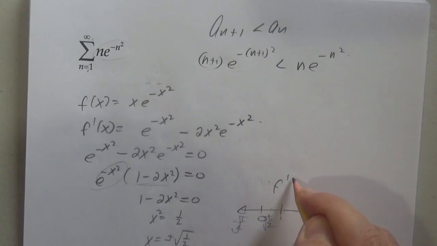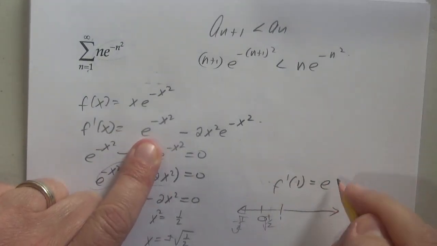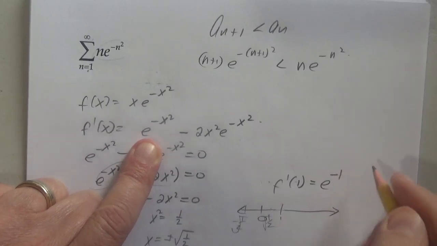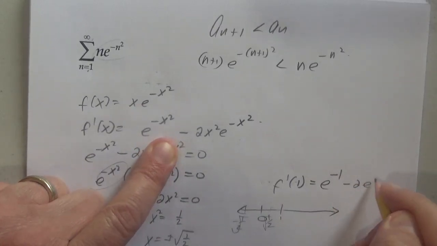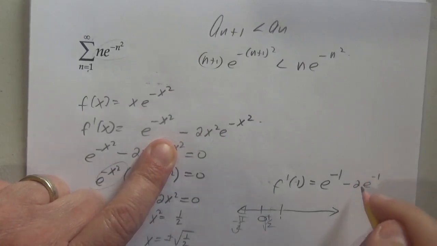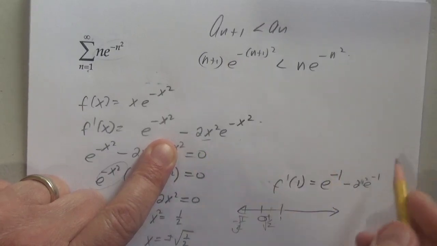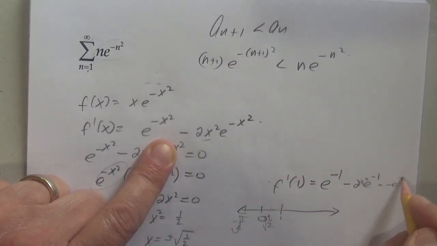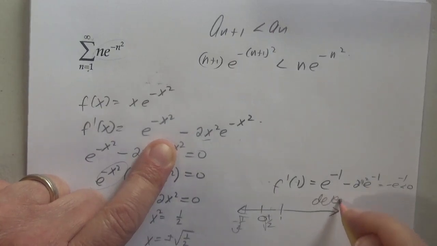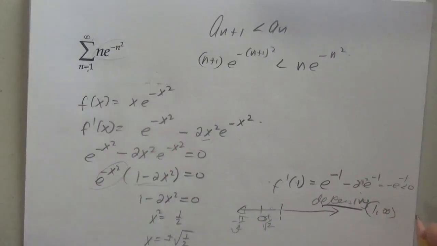So I'm just going to do f prime of 1. I'm just going to plug it back into this thing here. I get negative e to the negative 1 minus 2e to the negative 1, right? Because there's a 1 squared in here, because of this guy right here. This just becomes negative 3e to the negative 1, which is less than 0. So therefore my series is decreasing on 1 to infinity.